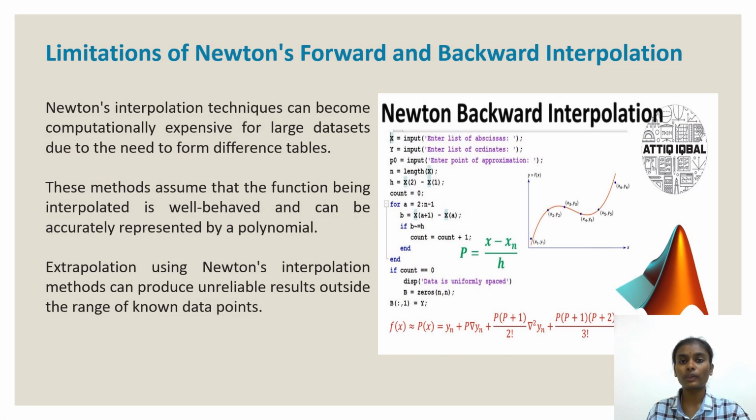Limitations of Newton's forward and backward interpolation. Newton's forward and backward interpolation may not give accurate results for unevenly spaced data points. They can produce large errors if the function being interpolated is highly oscillatory. Newton's interpolation techniques can become complex.